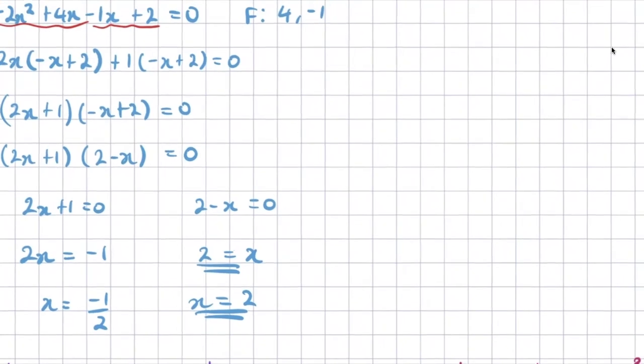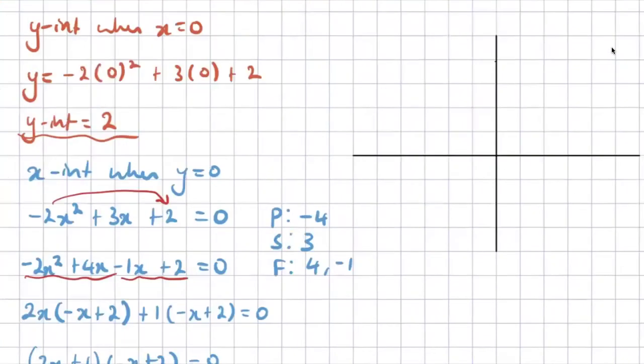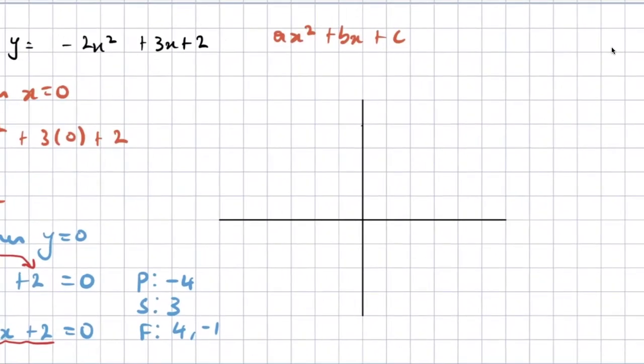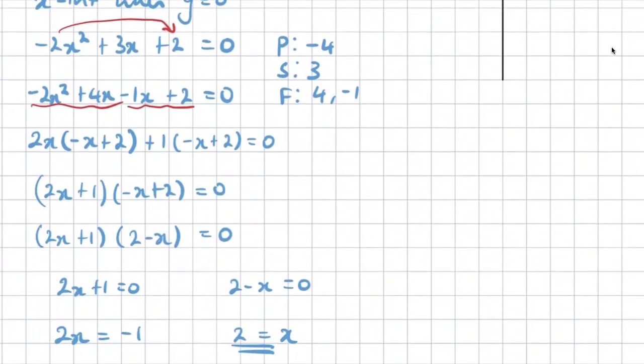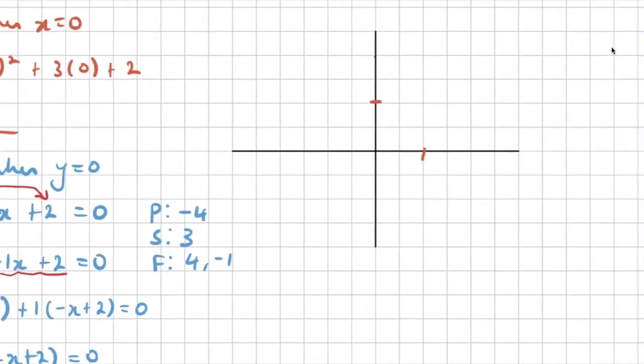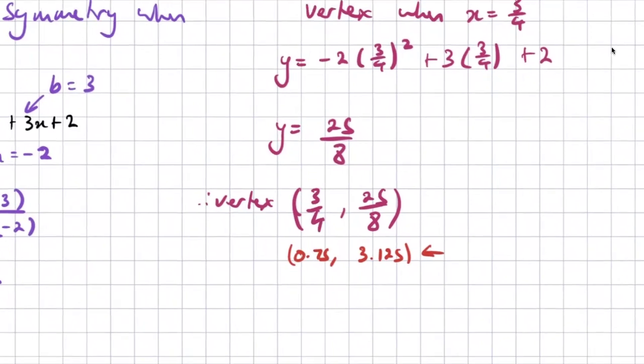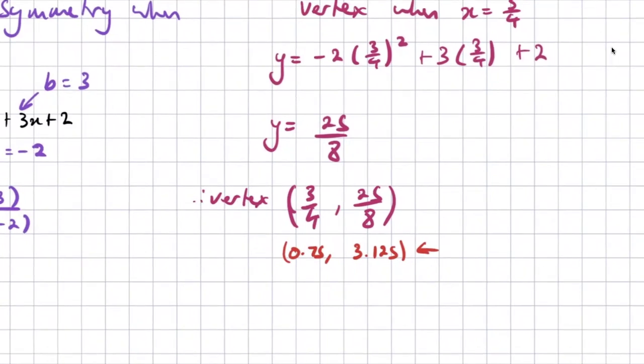So putting it all together, okay, we're going to take each point of our drawing. So we're going to start with our y-intercept being here at positive 2. Our x-intercepts here are at minus a half and x equals 2. So x equals 2 and minus a half. So 2, 2, minus 1 half. And our vertex is going to be at 3 quarters and 25 on 8.